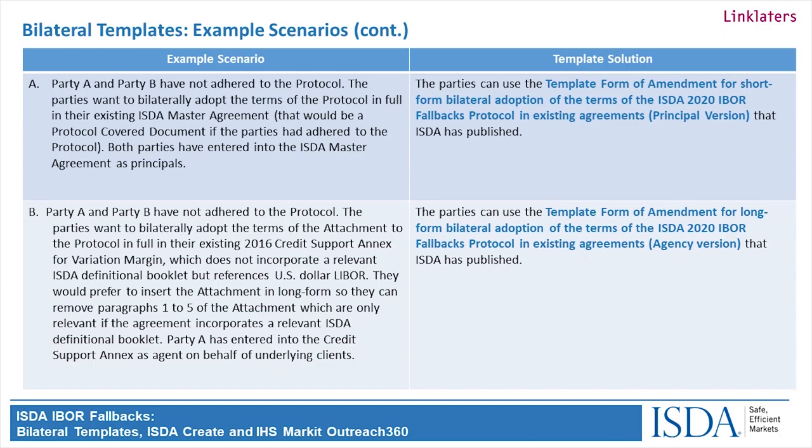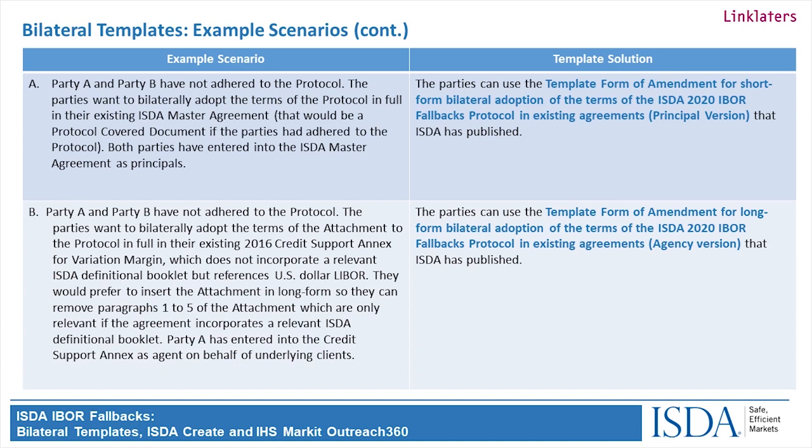So in this case, the counterparties could effectuate exactly what they want to do by using the short form template form of agreement and the principal version of that. So by agreeing to that template in its published form, they would apply the new fallbacks to the transactions entered into under their ISDA master agreement.